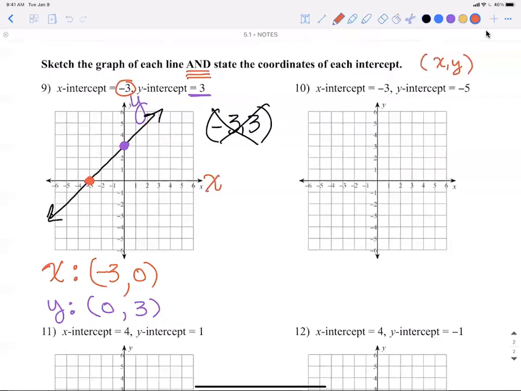Same with the Y point. Our Y point, when we go to graph to figure out the coordinate or the ordered pair of that purple point, 0 is the X move. It has to be 0 because it can't move off that intercept, or I can't move off the axis, or it's not an intercept anymore, okay?